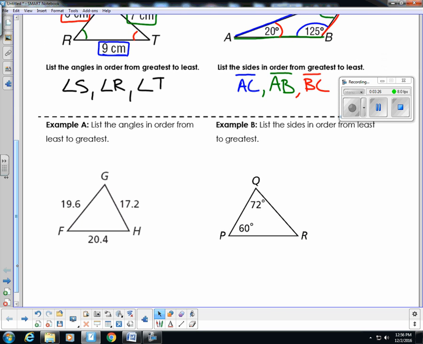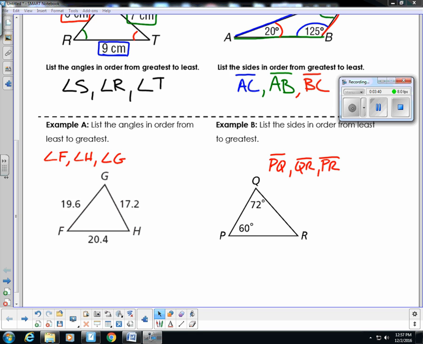Example A and example B, you might want to pause and try them on your own, and then come back to the video and see if you can get the right answer. Check your answers with what I have written here in example A and example B.